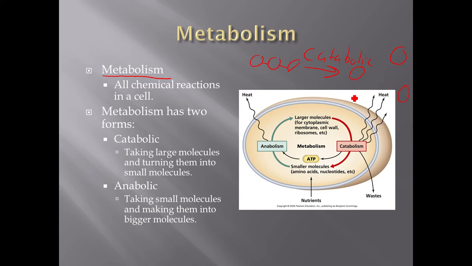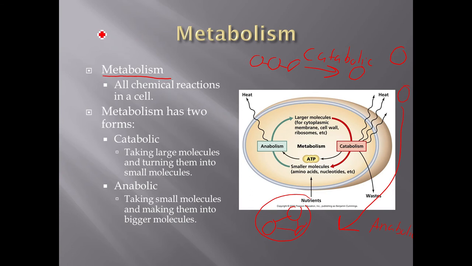Anabolic would be the opposite. So if I wanted to take these here and turn them into a big molecule, the lines here, guys, just represent bonds between molecules. This here would be considered to be anabolic. And that's the two differences here, guys. Catabolic, you take big molecules and you make them small. Anabolic, you take a small molecule and make it big. So catabolic, big to small. Anabolic, small to big. These molecules can be anything.